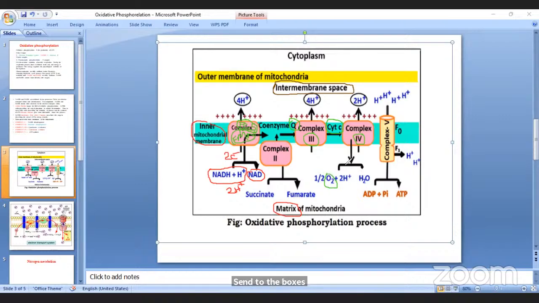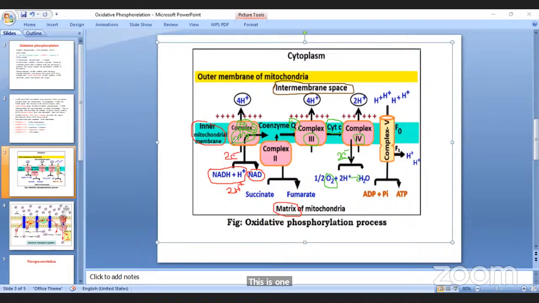This oxygen receives electrons. How many electrons? 2 electrons, remember. 2 electrons and 2 protons from the matrix. As a result, a water molecule is formed. This is one step. Remember it clearly.